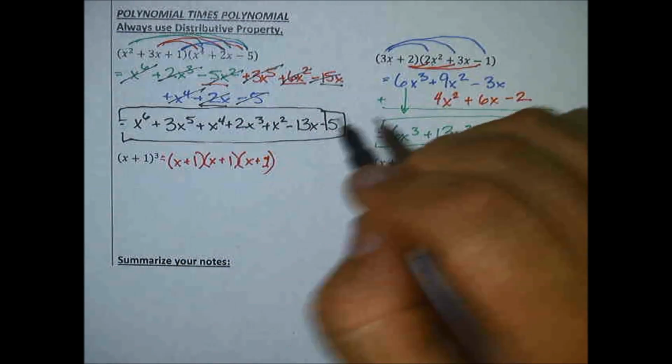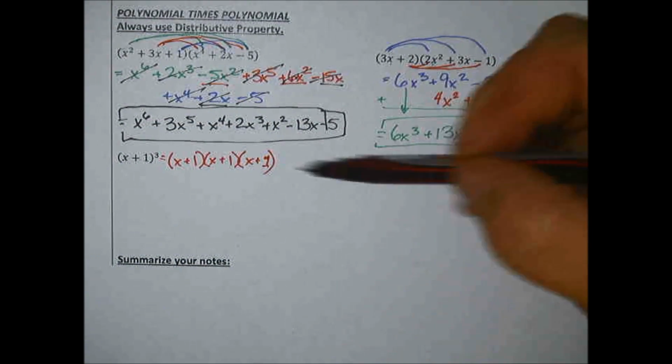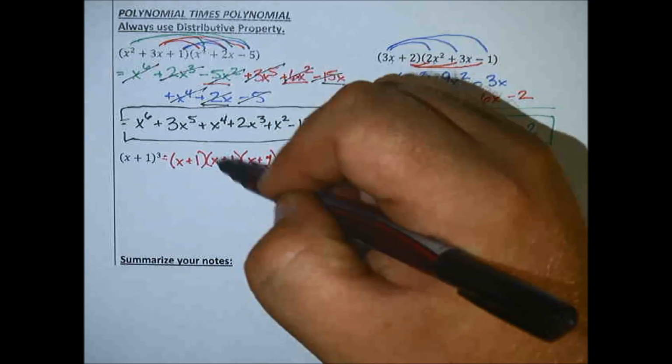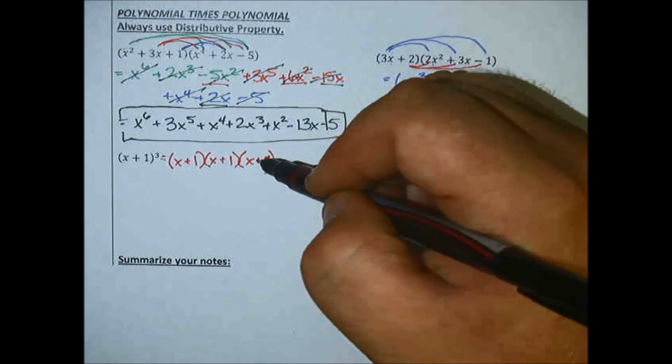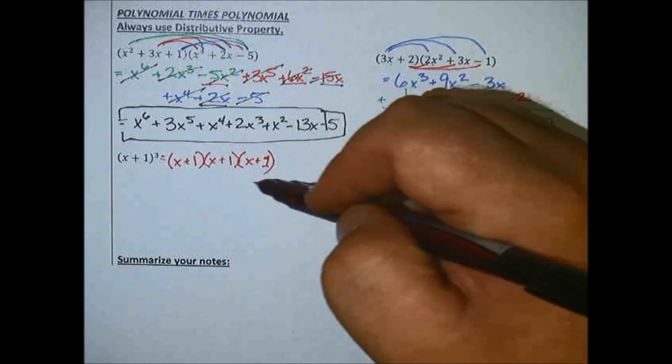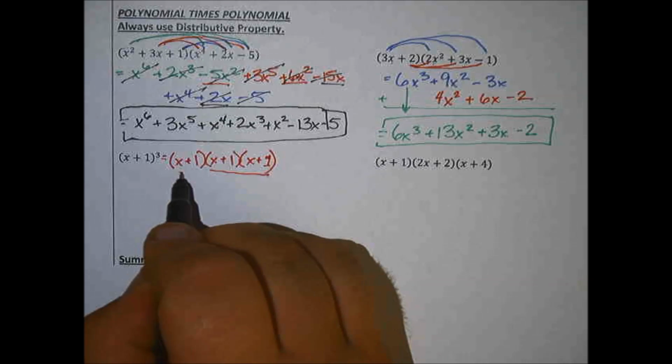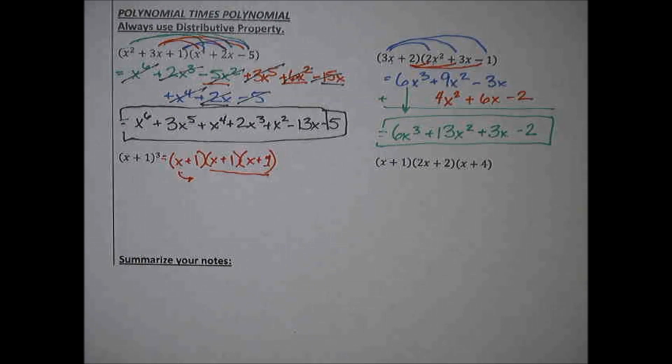Okay? What I want you to do in solving these two problems is just to multiply two of them together, and I don't care which two. I'll probably do the last two. So I'll multiply these two together and then multiply that one in later. Okay? Go ahead and pause the video and try that.